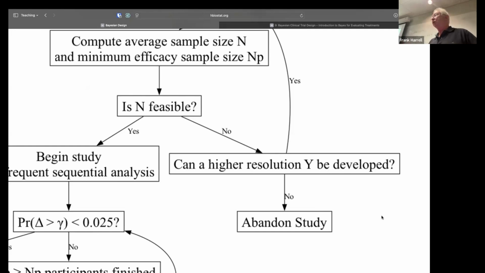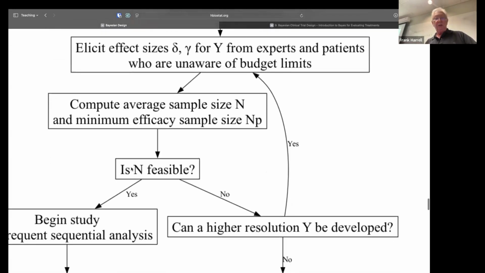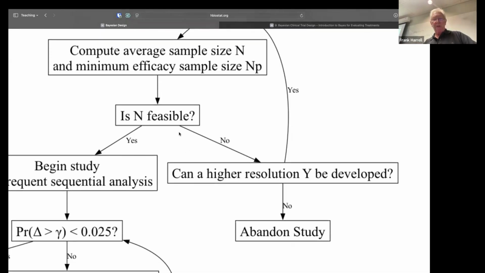So if you change to a crossover design, you'll have a lot greater power than you do in a parallel group design, depending on the feasibility of the treatment. If you can't develop a higher resolution Y variable, you should quit, not enter into the game. But if you can, you go back up here and elicit the effect sizes and start the process over. Now if you get a feasible N, because now you've got 6 visits per patient and you've gone from a 3-level outcome to a 20-level outcome measured 6 times, now we can do it without having too many patients.